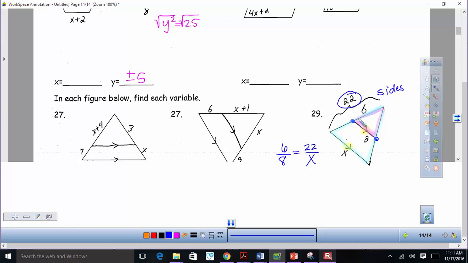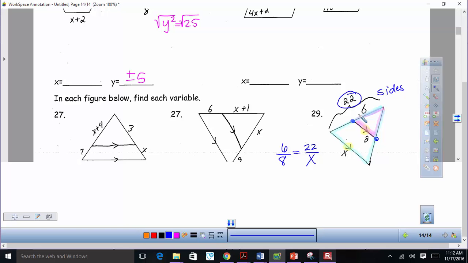I'm comparing the side to the bottom of the little triangle, and then the side to the bottom. Eight over x is what you did? Equals 6 over 22. That would be like comparing sides. Did you end up with the same answer as me? I did too. Okay.